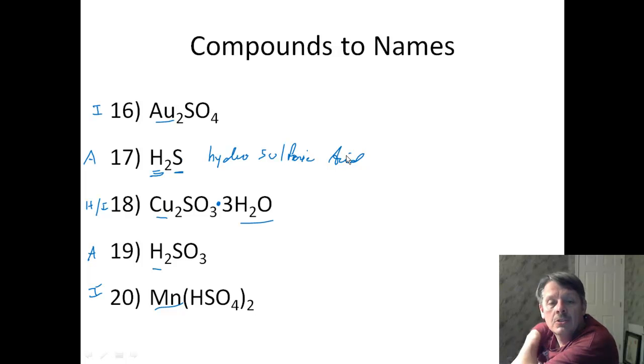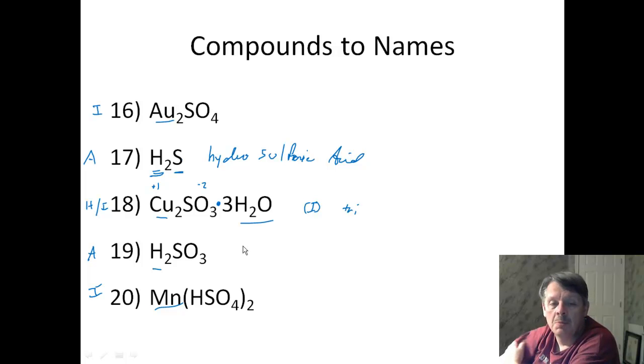All right, let's look at number 18. This is going to be copper sulfite. Which copper is it? Well, we do our crisscross method, and there's one of these. This is a +1, and this is a -2. Does it make sense? Sulfite takes on a -2 charge. It does. So this is going to be copper 1 sulfite trihydrate.